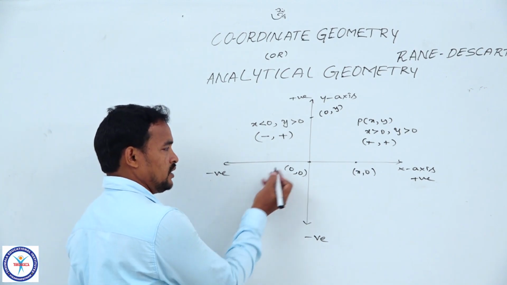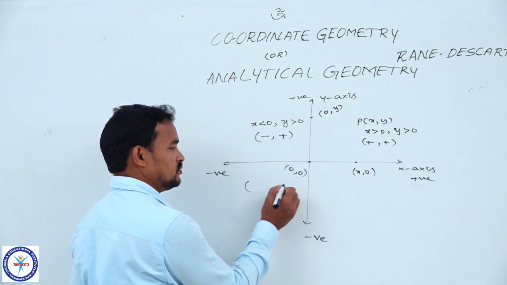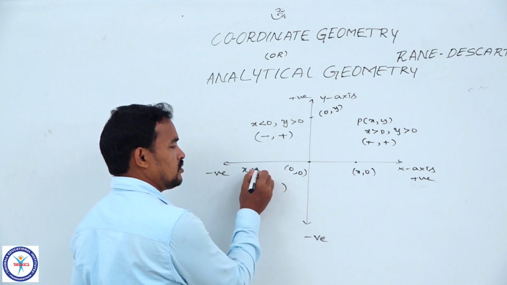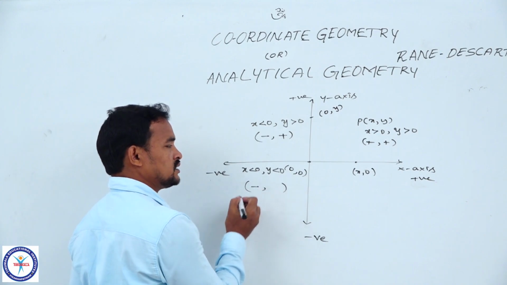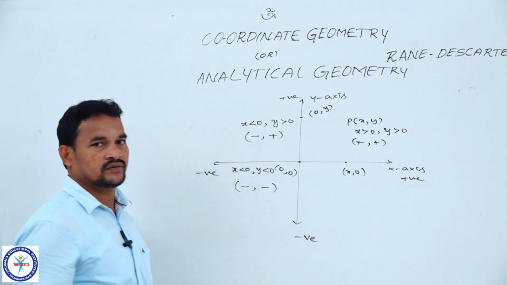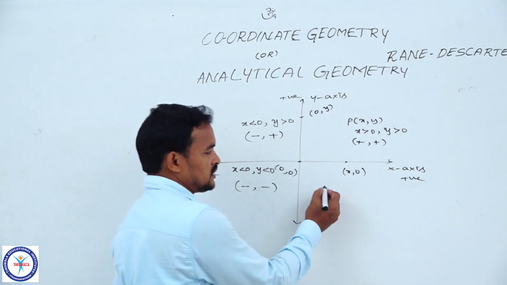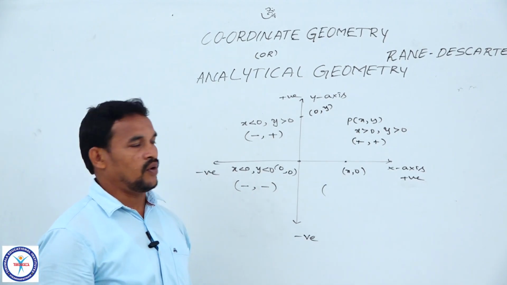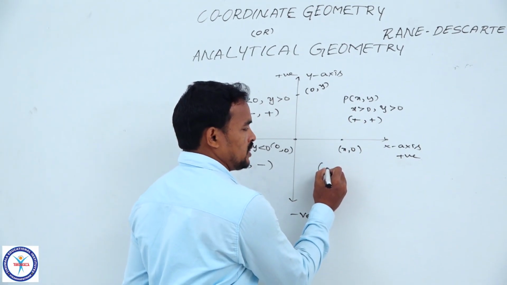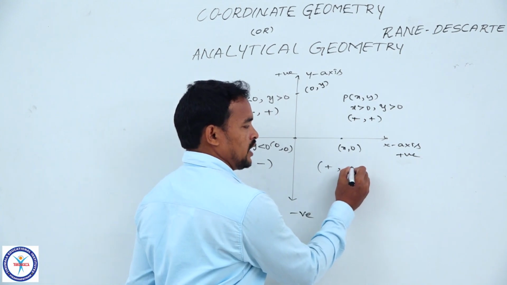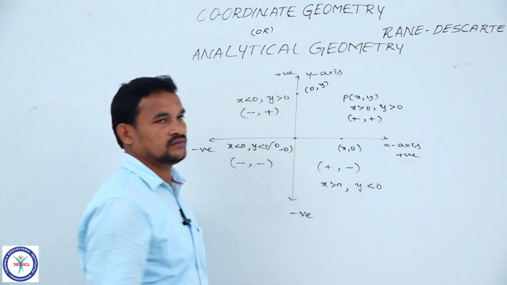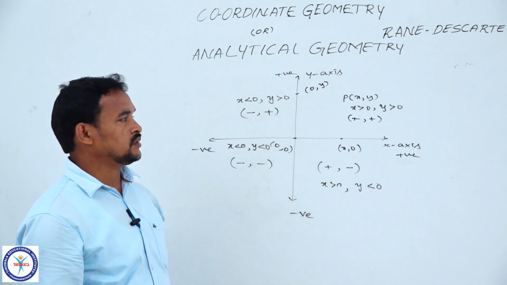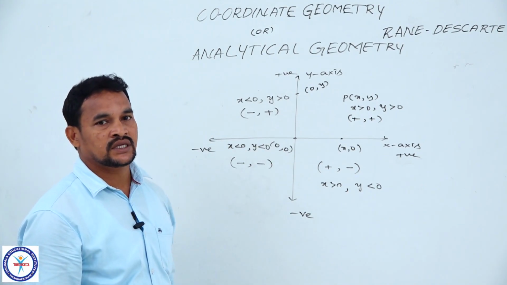In the third quadrant, x is negative, y is negative. x is less than 0, comma y is also less than 0. x less than 0 means minus, y less than 0 means minus. Similarly, in the fourth quadrant, x is positive, y is negative. x is positive means plus, y is negative means minus. So x is greater than 0, y is less than 0. Based on this concept, now we will discuss some examples.